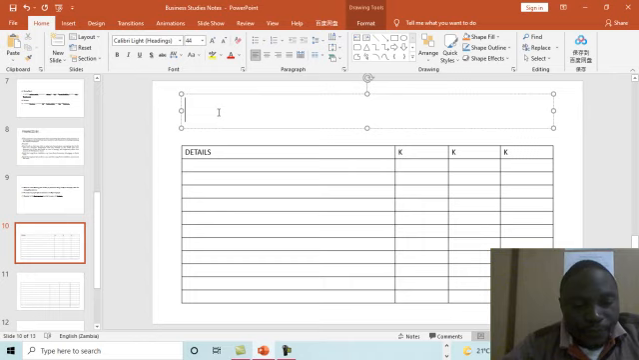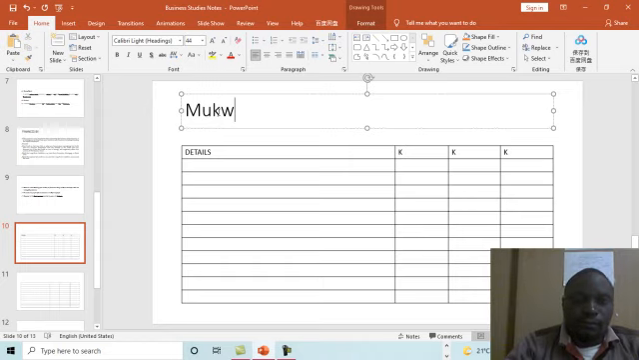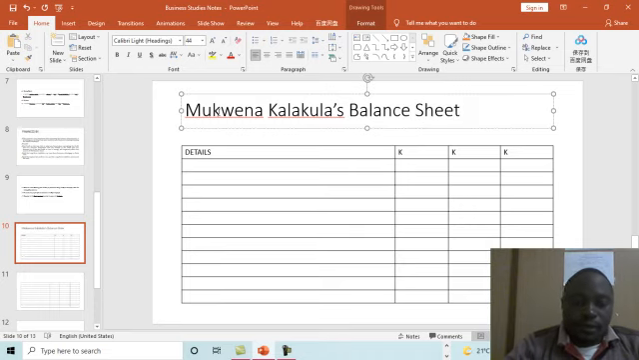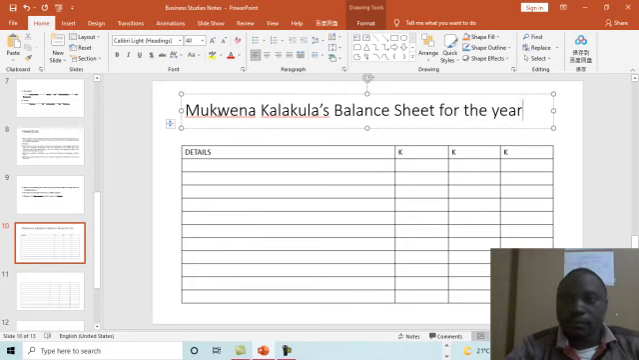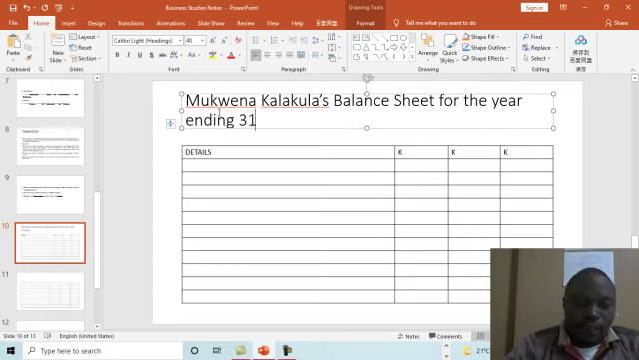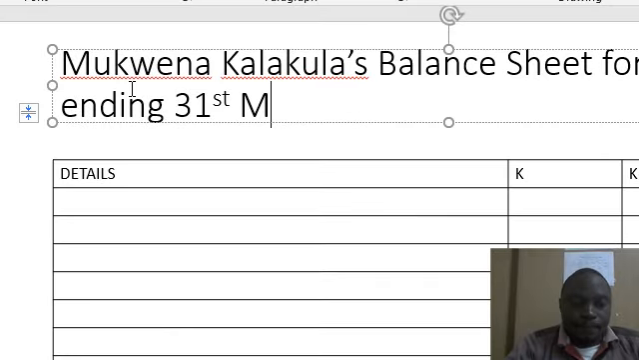So we'll start with the title of the balance sheet. So it will be, I believe you can guess. If you have guessed it right, then it should be like this: Mukwena Kalakula's balance sheet for the year ending March 2016.